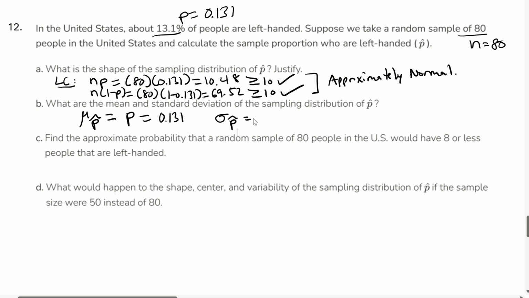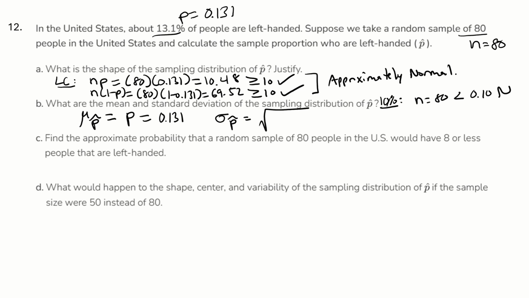Now remember, for us to be able to use this formula for the standard deviation of the sampling distribution, we have to assume the 10% condition. Is the sample of 80 people in the United States less than 10% of the population? Yes. So let me put the 10% condition here. The sample of 80 is definitely less than 10% of the total population, so we can assume the 10% condition is satisfied, and then we can calculate sigma p hat, right?